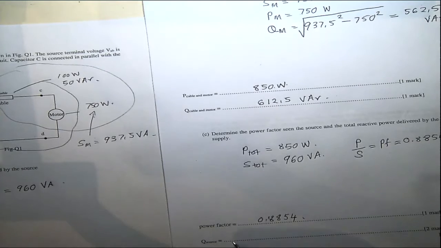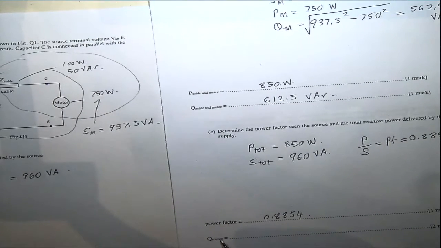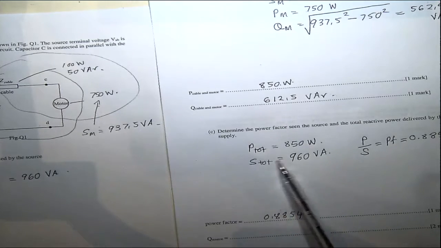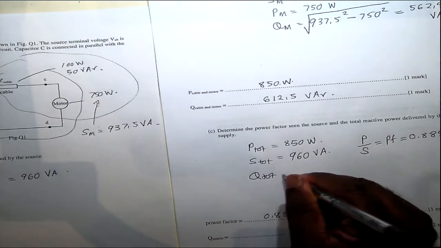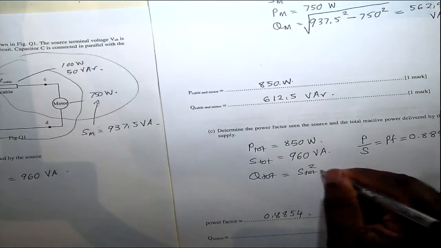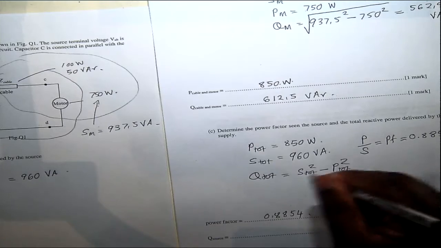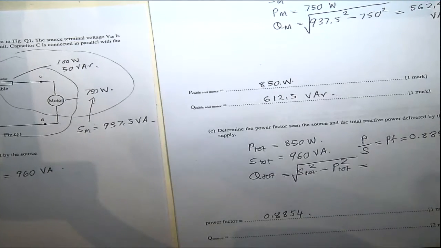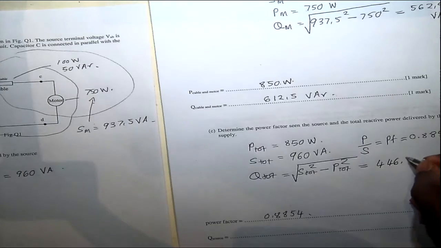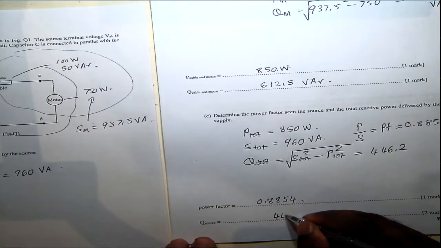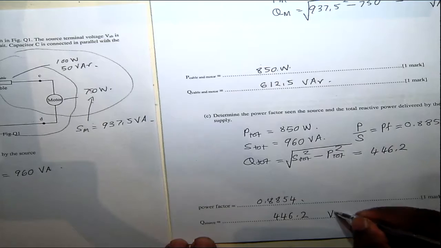And then we have to figure out the reactive power supplied by the source. So you have the real power, apparent power, and then reactive power supplied will be S squared minus P squared, square root of this. So that's 960 squared minus 850 squared. Square root of that turns out to be 446.2. That's 446.2 volt ampere reactive.